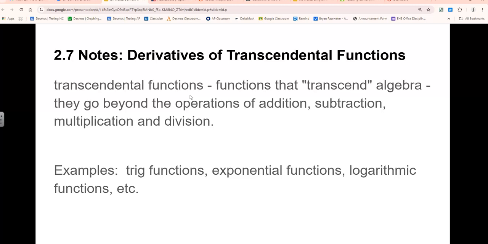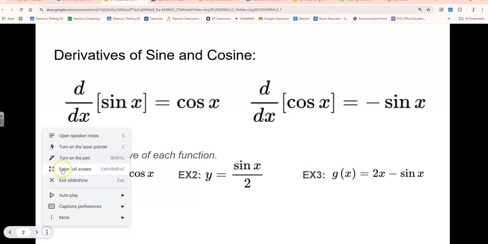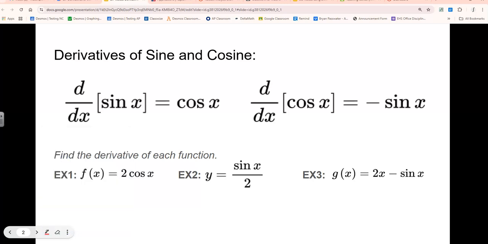We won't look at all of the trig functions today, primarily just sine and cosine. We will look at the rest of the trig functions in 210, which is the section where those come up. The keys you have to have memorized. I'd put a box or something around this because you've got to know these.